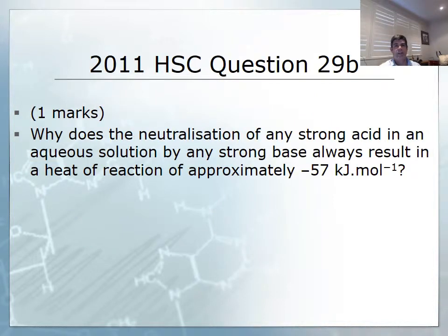So here's a question out of the 2011 HSC paper, question 29B. Only worth 1 mark. There we go, just correct that. Just 1 mark, but why does the neutralization of any strong acid in an aqueous solution by any strong base always result in a heat of reaction of approximately minus 57 kilojoules per mole? Have a go.